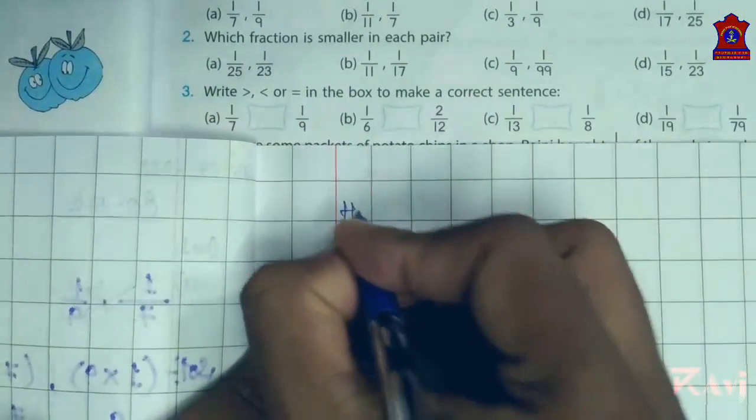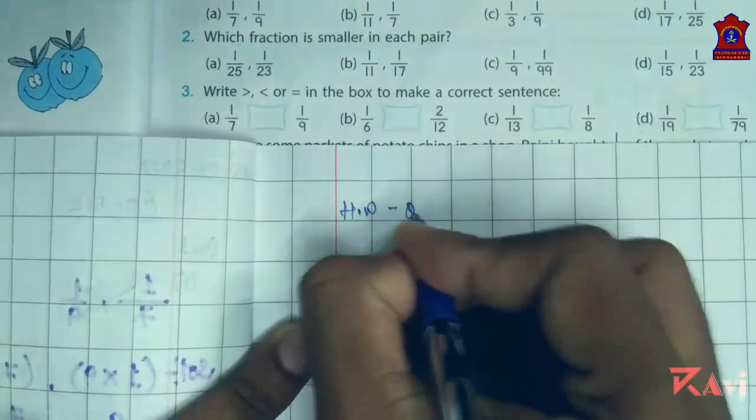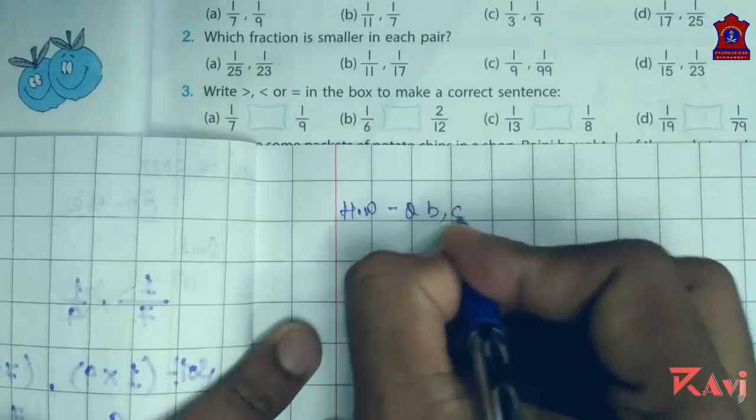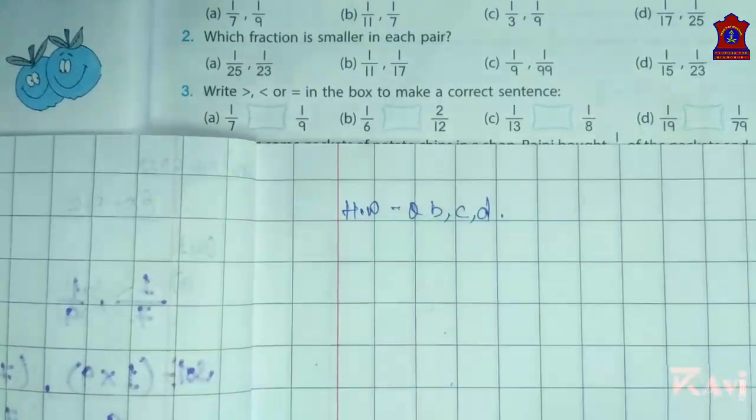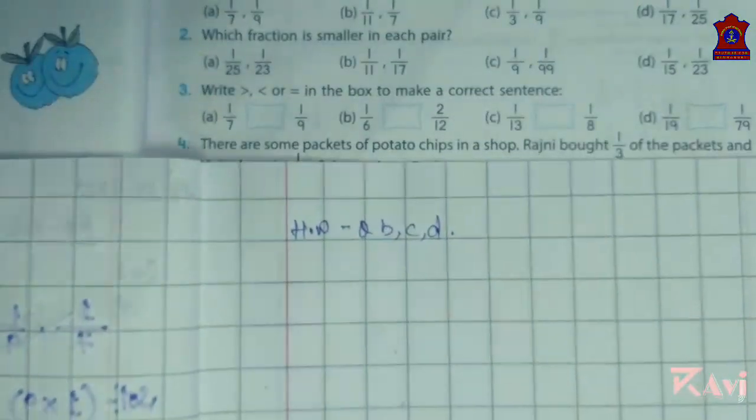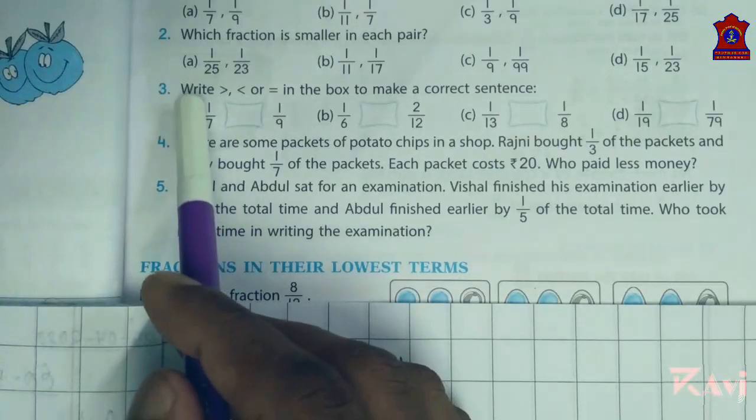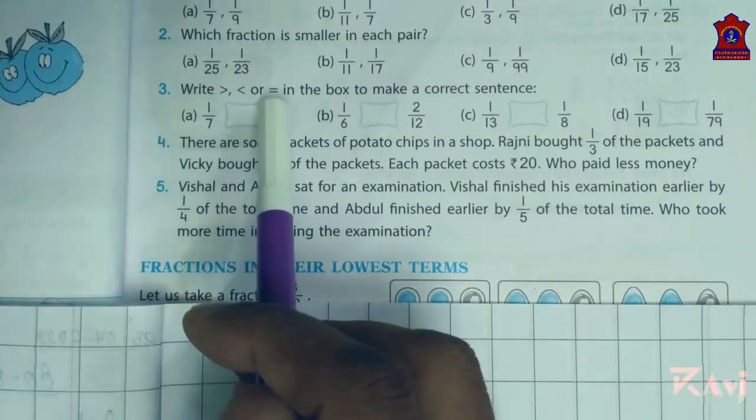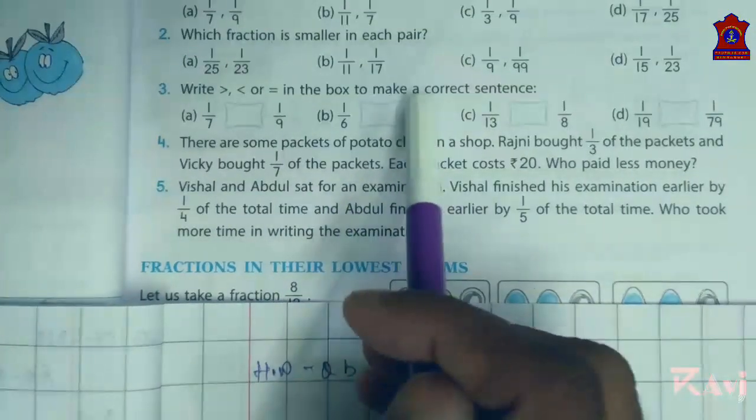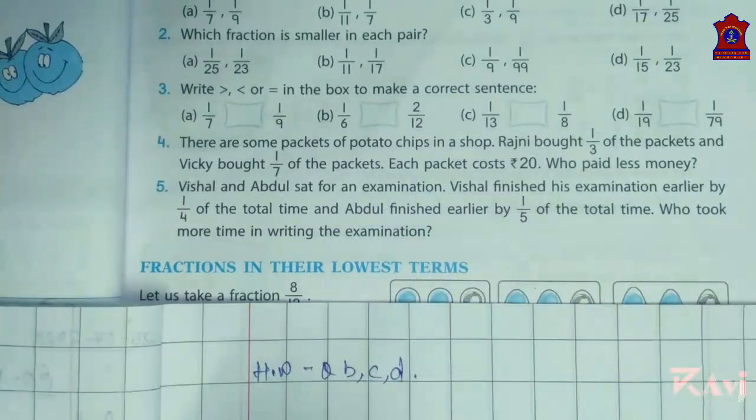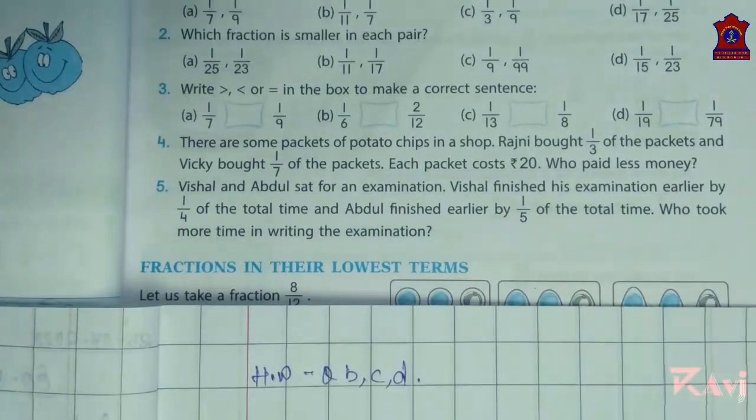Homework. Question number B, C, D. Do practice at home. Clear? Now look at question number 3. Write greater, smaller or equal in the box to make a correct sentence. Clear? So look at question number A.